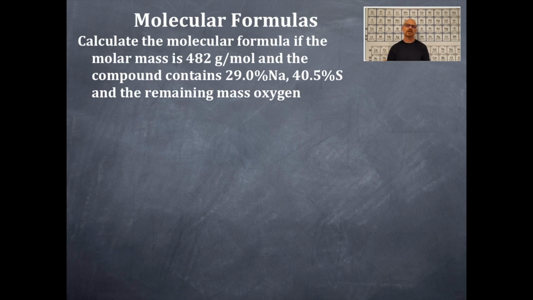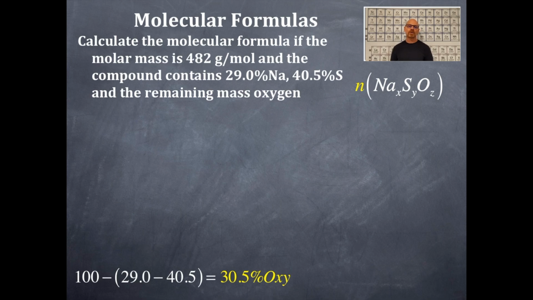So the first thing I need to do is sum up the sodium's percentage and the sulfur's percentage, and then I have 100% of my compound. So 100 minus the sum of sodium and sulfur, and that will give me my mass of oxygen. Okay? Hopefully that makes sense to you. I am solving for X, Y, and Z here, just like before. And then I'm going to solve for that N value, which is my molecular formula. So I'll come back to that.